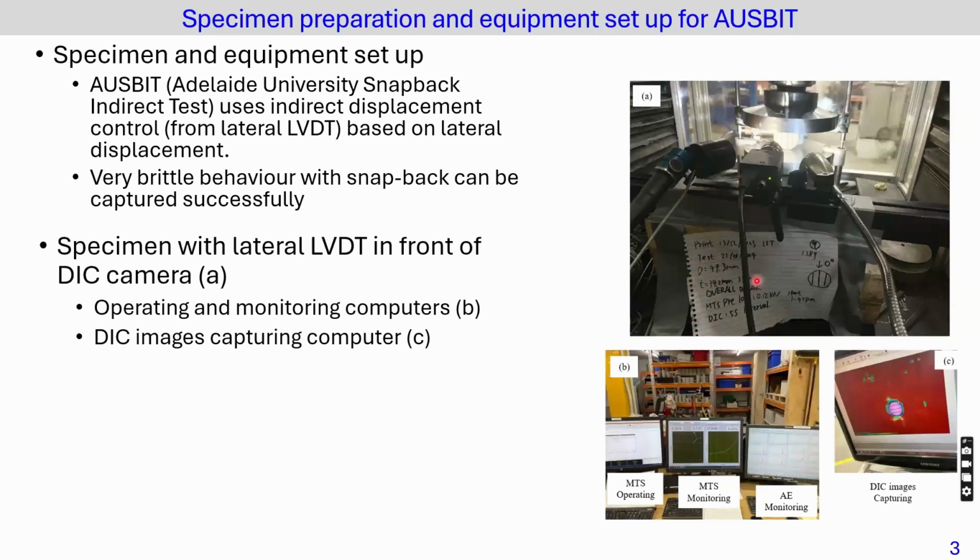This picture is a zoom in on how we set up the camera. Normally we have three monitors. From left to right, the first one is the MTS operation computer, which can directly control the testing machine. The middle monitor is just for recording, for example, the load displacement and any testing information. And we also have the AE monitoring, which stands for acoustic emission.